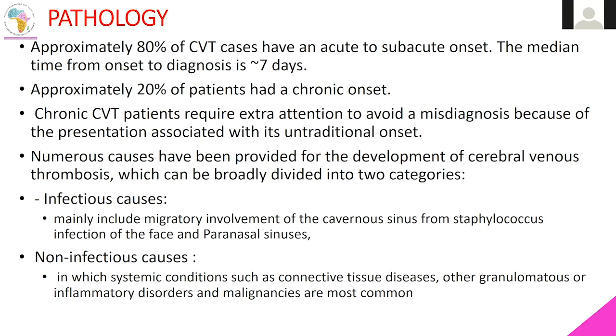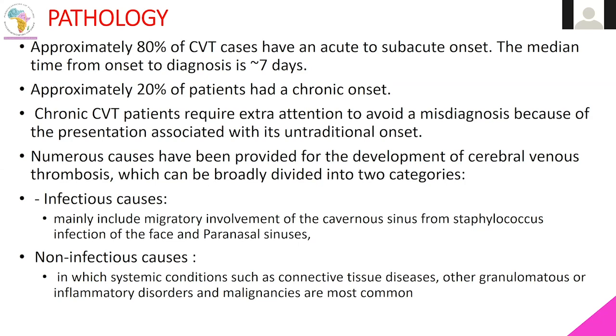Numerous causes have been provided for the development of cerebral venous thrombosis, which can be broadly divided into categories. So we have infectious causes and non-infectious causes. Infectious causes mainly include migratory involvement of the cavernous sinus from Staphylococcus infection of the face and the paranasal sinuses, while the non-infectious causes are systemic conditions such as connective tissue diseases, other granulomatous or inflammatory disorders, and malignancies, which are the most common.